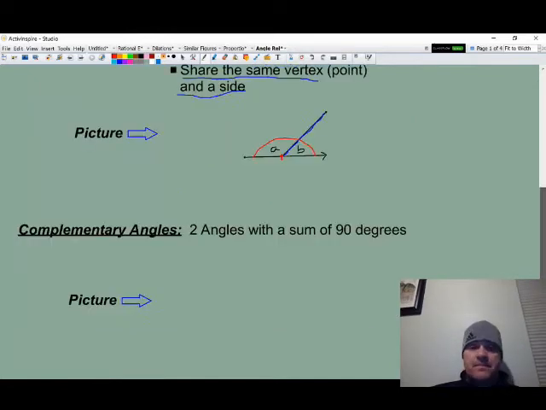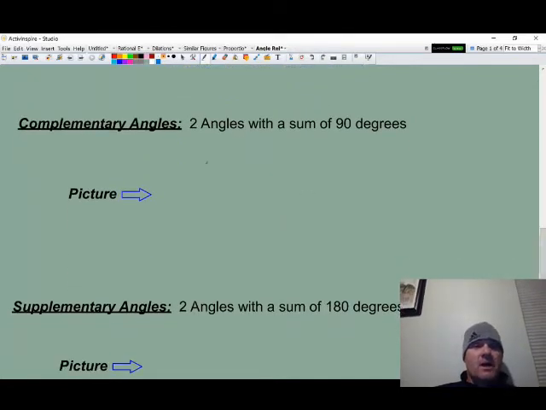All right, next we've got complementary angles. Notice this is not an I, it's complementary, not complimentary. Complimentary would be like, hey, nice angles. Okay, complementary angles are two angles with a sum, meaning they add up, to 90. So any two angles that have a sum of 90 degrees.